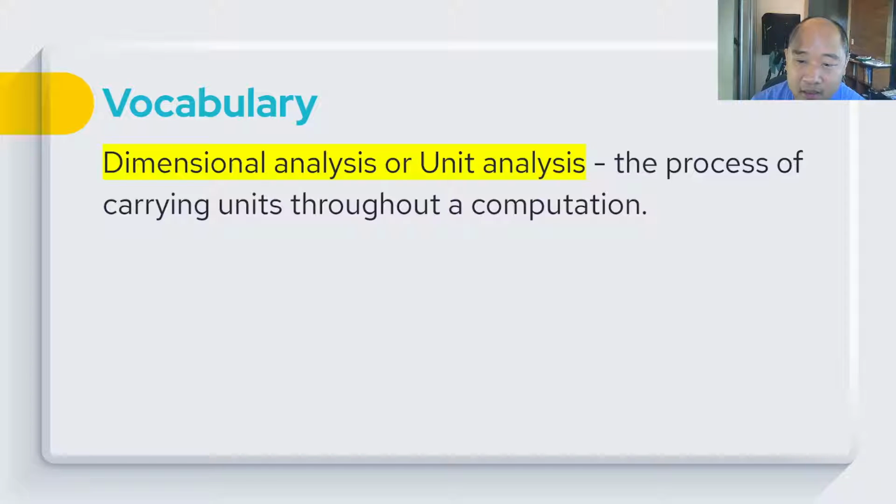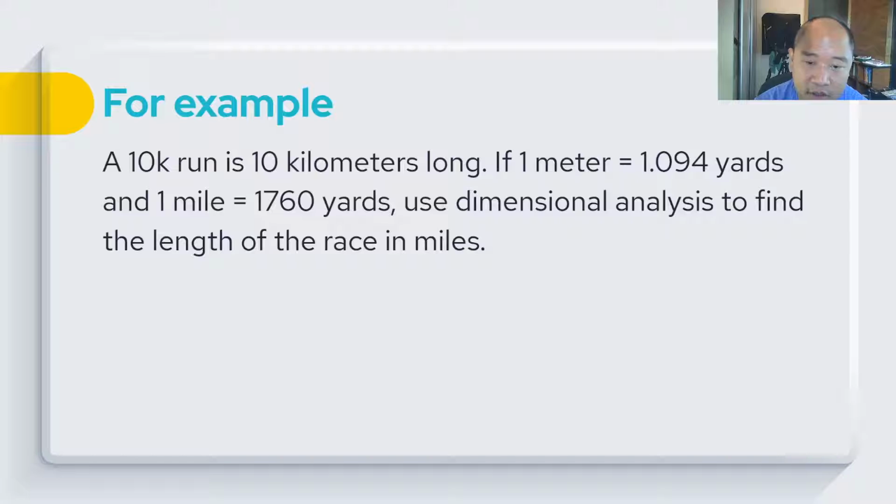Dimensional analysis is the process of carrying units through a computation. I would give you an example of this, but I think we can just look at the next slide. A 10K run is 10 kilometers long. If 1 meter is 1.094 yards and 1 mile is 1,760 yards, use dimensional analysis to find the length of the race in miles.